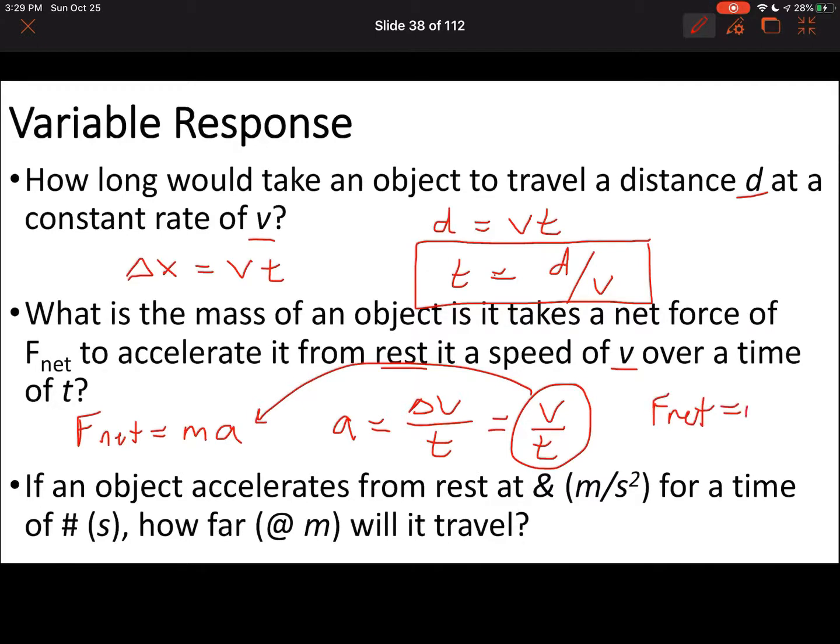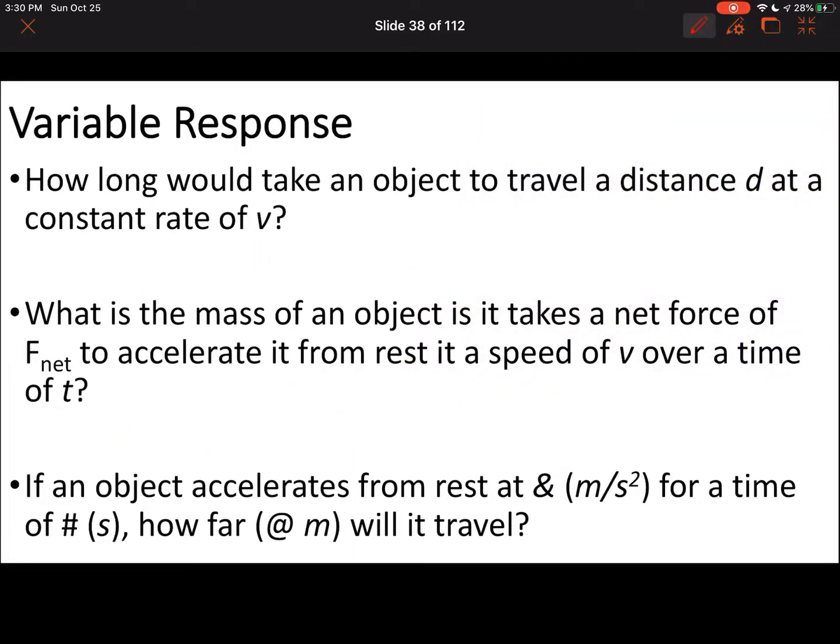So let's put this all together. v over t is really my a. So F net equals mass times v over t. And then flip it one more time. I don't want to know what F net is. I want to solve for mass. So if I rearrange this equation and solve for mass, I multiply both sides by t, and I divide both sides by v. I find that mass is equal to F net times the time divided by the velocity. And that's going to be the mass of any object in this case, if it did in fact accelerate to whatever speed v over a time t, given the net force applied to it.